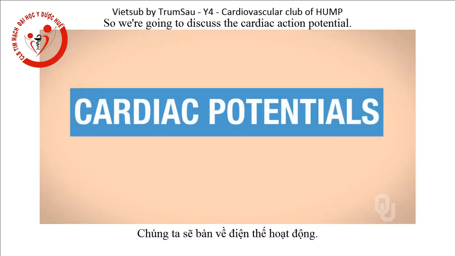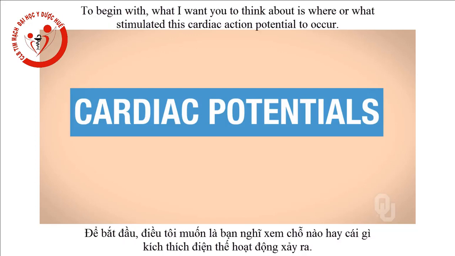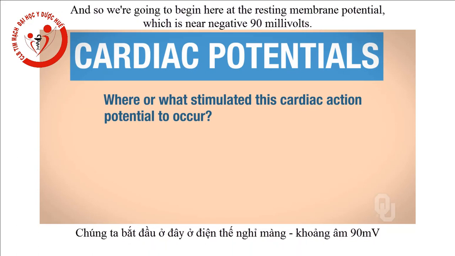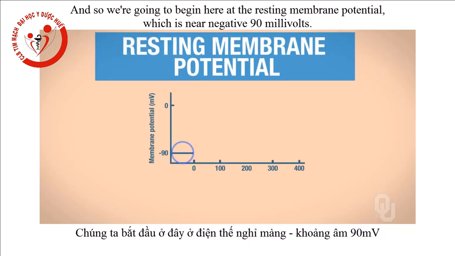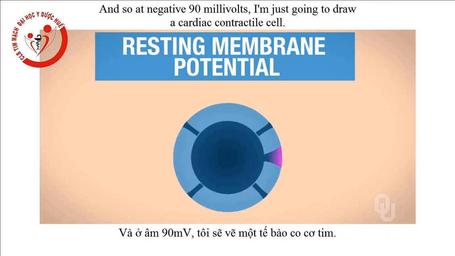So we're going to discuss the cardiac action potential. Remember that this is occurring in the cardiac contractile cells. To begin with, what I want you to think about is where or what stimulated this cardiac action potential to occur. And so we're going to begin here at the resting membrane potential, which is near negative 90 millivolts. And so at negative 90 millivolts, I'm just going to draw a cardiac contractile cell.